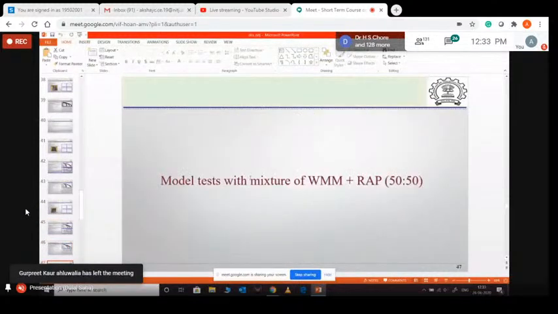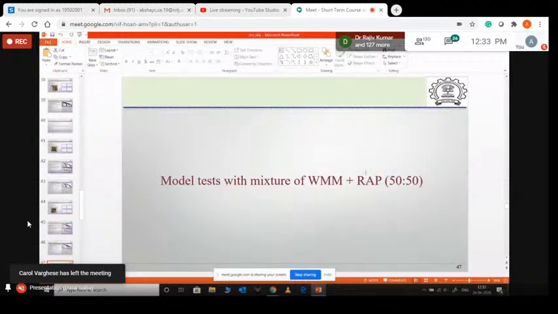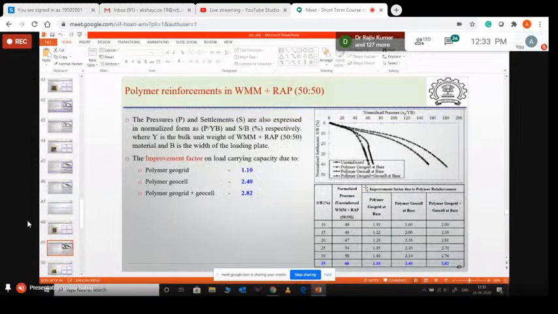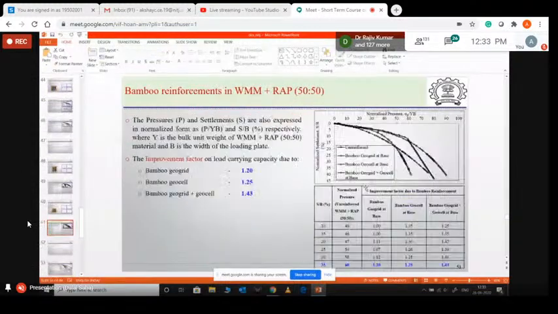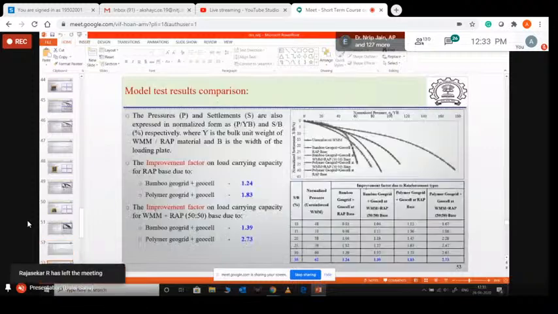And then I have tried to use a combination of WMM material and wrap, assuming that instead of using 100% wrap, we mix WMM plus wrap and see how the results come. There also the result was coming in between. So I'll try to find out the comparison. As I said, the basic objective was to utilize this reinforced wrap material as a replacement of WMM material, whether it is possible or not in terms of load carrying capacity. From this comparison of test results, we'll be able to see that.